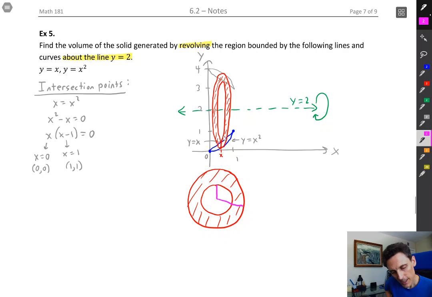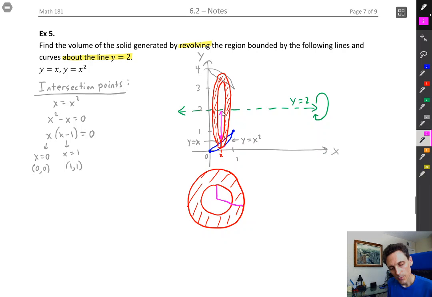Okay, so our inner radius is going to be this vertical distance, and let me just draw that vertical distance. It's going to be this vertical distance right here. That's our inner radius right there. That vertical distance. I should probably use the same color as I did down there. So here's our inner radius right here.